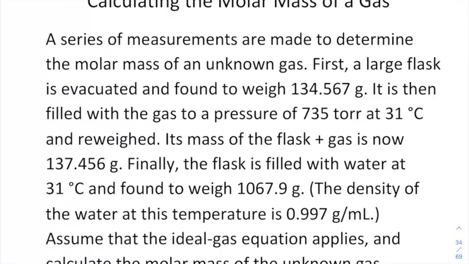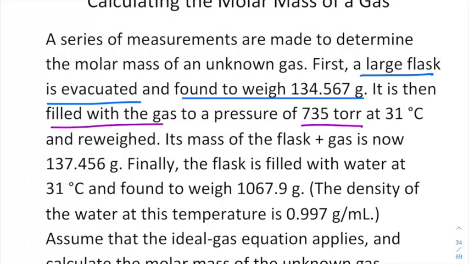So the first thing that's happening is a large flask is evacuated, that's emptied of all of its gas, and it's found to weigh 134.567 grams. The next thing that's going to happen is it's filled with gas. Here's the pressure of that gas and the temperature. And then it's going to be reweighed. So the flask plus gas now has a mass of 137.456 grams.